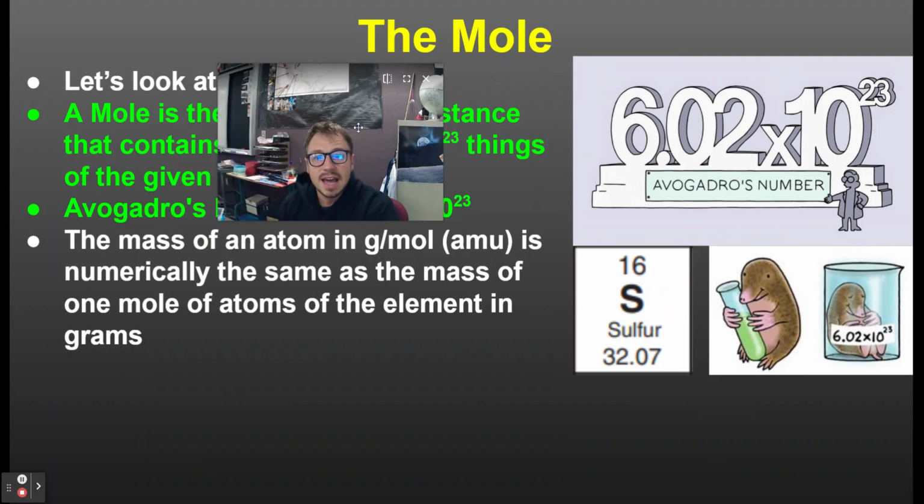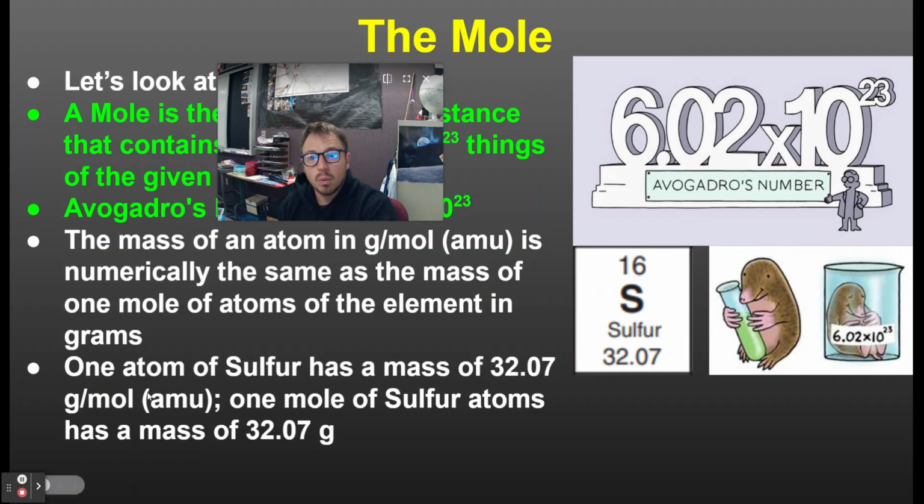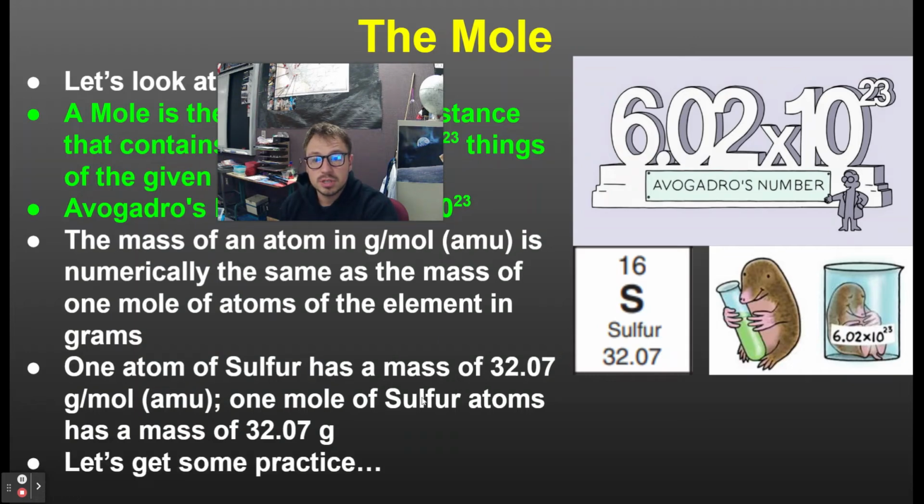But the mass of an atom in grams per mole is numerically the same as the mass of 1 mole of atoms of that element in grams. So 1 atom of sulfur has a mass of 32.07 grams per mole, or atomic mass units. So 1 mole of sulfur atoms has a mass of 32.07 grams.